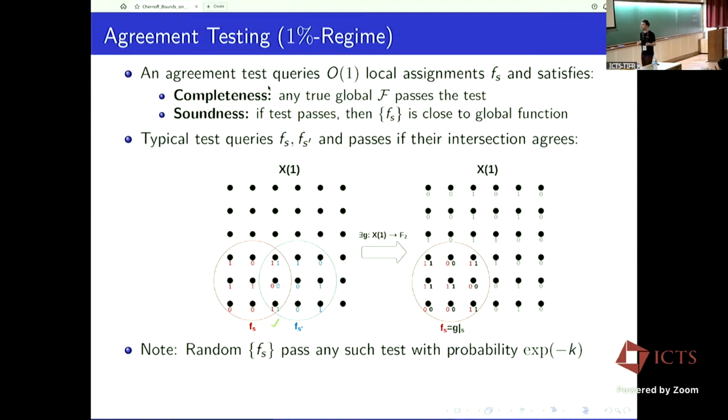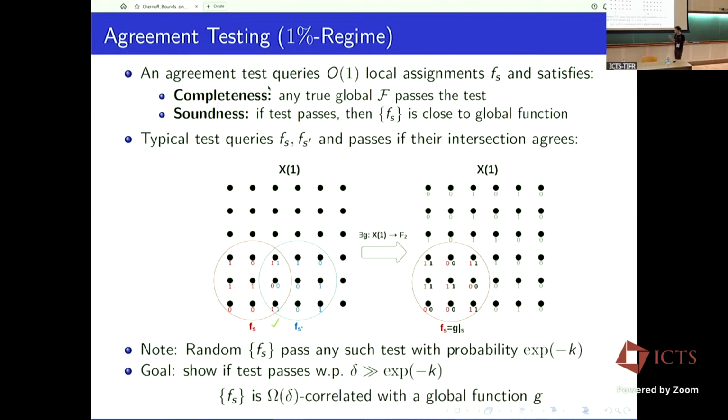In particular, note that a random function will pass this test with probability about e to the minus k. Roughly, if I look at how many intersecting sets there are and I flip coins to assign the values, the probability that things agree on all the random flips is roughly e to the minus k. If I query O(1) things, I can only query O(k) sets. So a random function will always pass this sort of test with this probability.